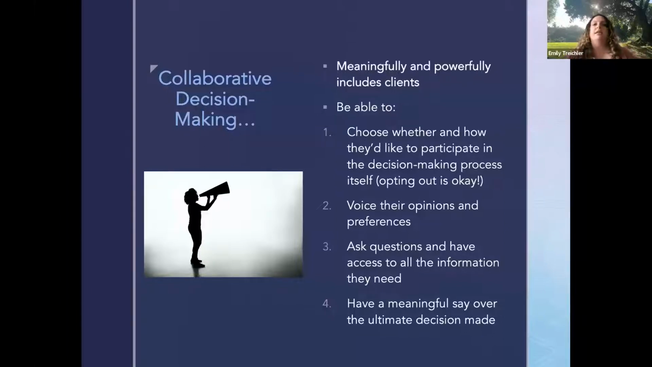Because one thing that's pretty common is that sometimes clients don't have adequate information to really be able to weigh in. Is this treatment better than that treatment? If you don't really know a whole lot about the options, it's hard to have an opinion. And then finally, to have that voice and that choice, to be able to have a meaningful say over the ultimate decision made. Not necessarily to have the only say, the only vote, but to have a meaningful one.